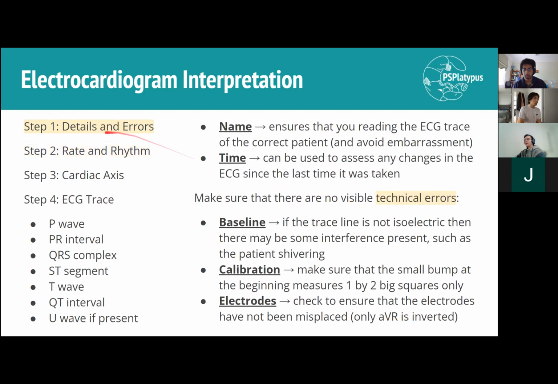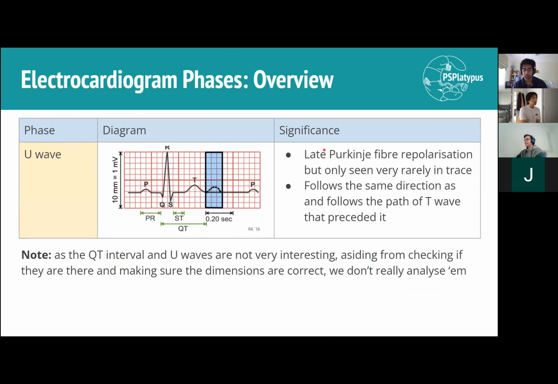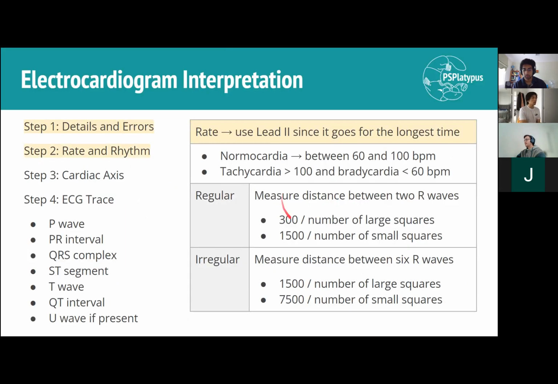Look between 2 R waves. So we know the R wave is up here. If you just go from this location to the next R wave, measure that distance, you can either use the number of large squares or small squares to be able to calculate. So 300 divided by LS, so large squares, 1,500 divided by small squares.